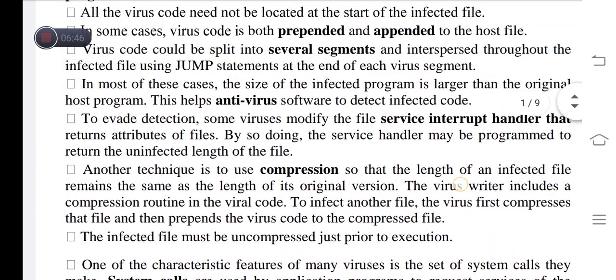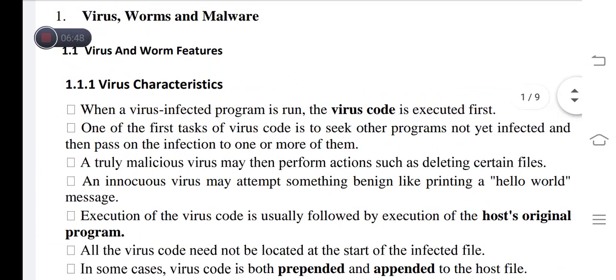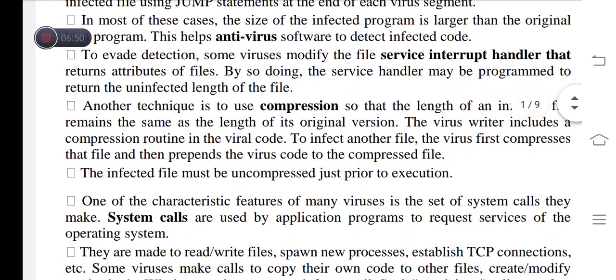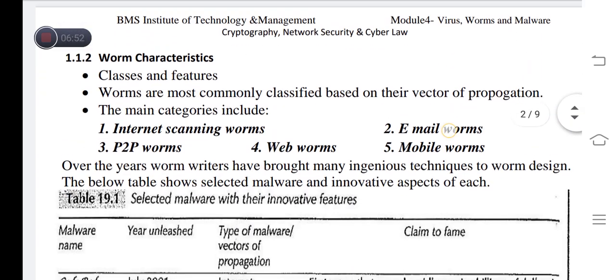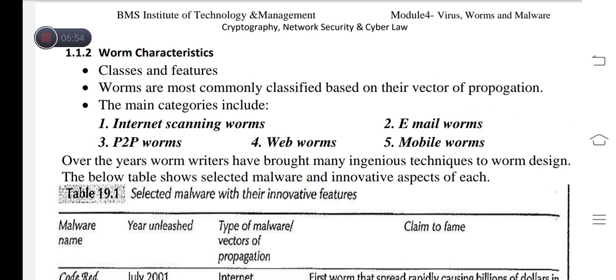Okay, so these are the characteristics of the viruses. Then we'll move on to the worm characteristics. That is, basically we are going to discuss here the various classes of the worms and their features. Worms are commonly classified based on their vector of propagation. That means how the worm will spread to other targets.